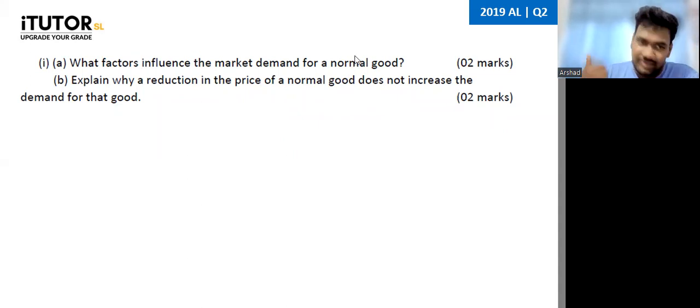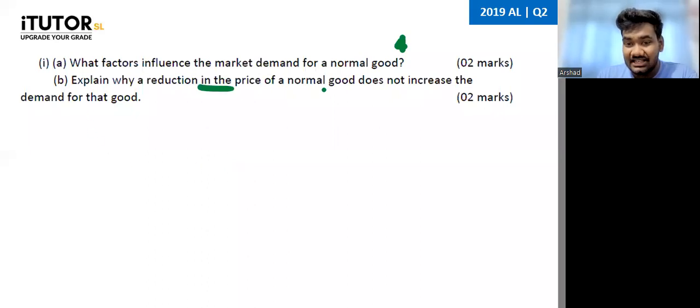Price of the good, price of related goods, consumer income, consumer taste and preferences, number of consumers, right? All of those. Very easy thing. Give 4 though, right? Be on the safer side. You don't know whether they are giving half a mark or 1 mark. So give around 4 answers on the safer side.